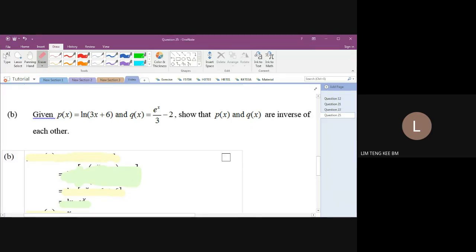Chapter 5, past year, question 25. Given 25b, given p(x) equals ln(3x plus 6) and q(x) equals e to the power of x divided by 3, minus 2, show that p and q are inverse of each other. So in this question, it is a proving question where we have to show p and q are inverse of each other.